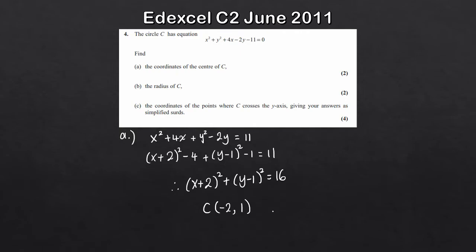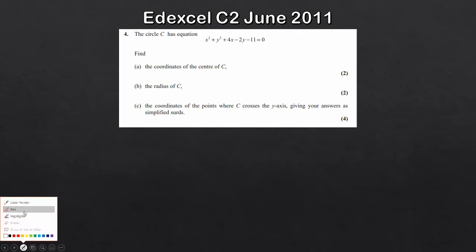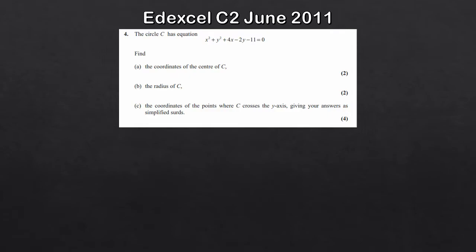The radius then, if we do it just underneath for part B, well, that's just simply the square root of this. Remember, this is r squared, so the radius isn't 16, it's the square root of 16. So r is equal to the square root of 16, which is 4 there. Okay, so my radius of C is just simply 4. And then for part C, a little bit more thinking to do with this one. Let's draw a bit of a sketch just to kind of see what we're actually looking for. So we're looking for the coordinates of the point where C crosses the y-axis, giving your answer in simplified surds.